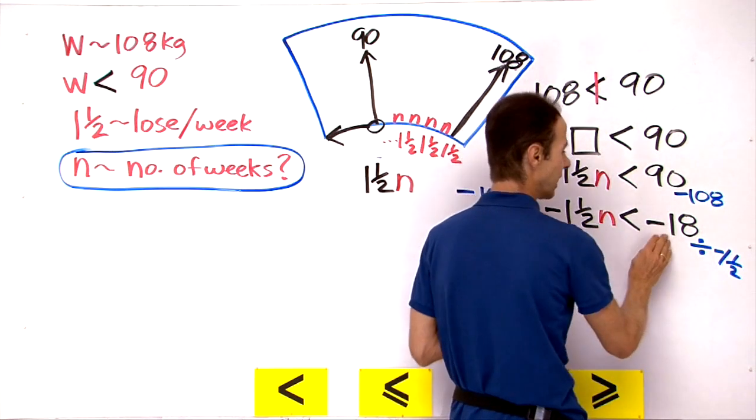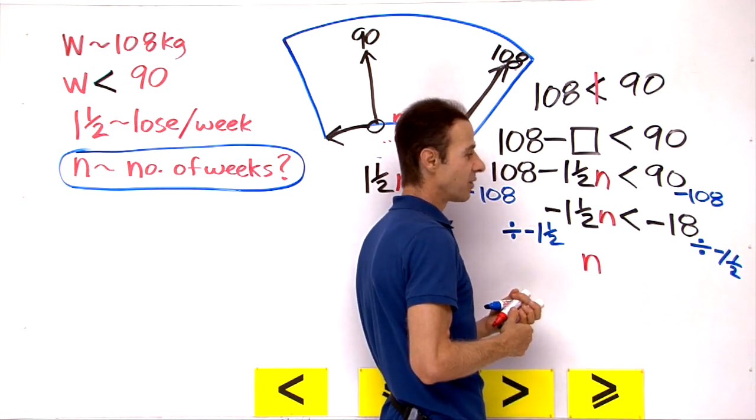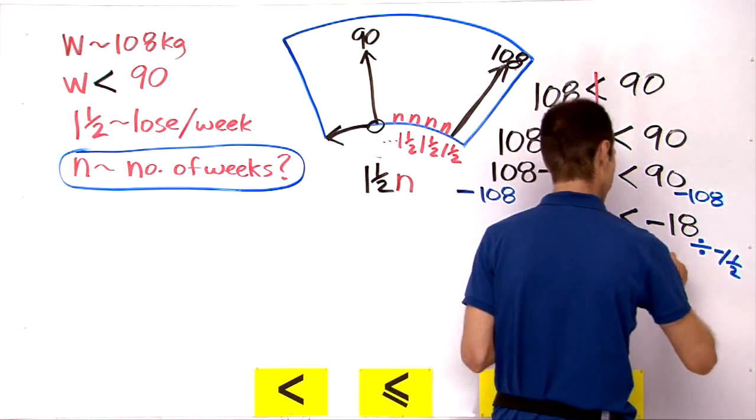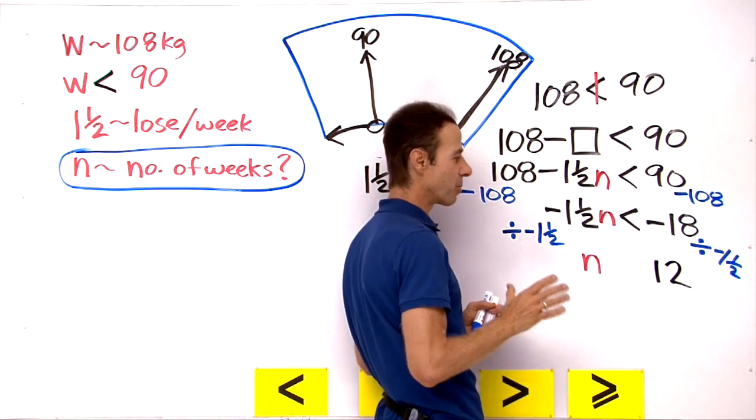And on this side, negative divided by a negative is going to be a positive. So 18 divided by 1 1/2, that's going to give us a value of 12. Now I'll show you how I did that in a moment, but for now there's something more important.